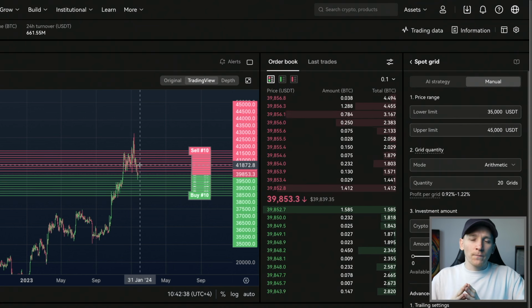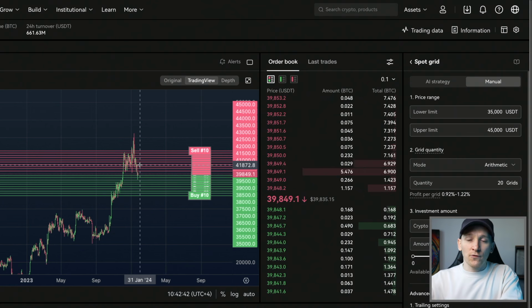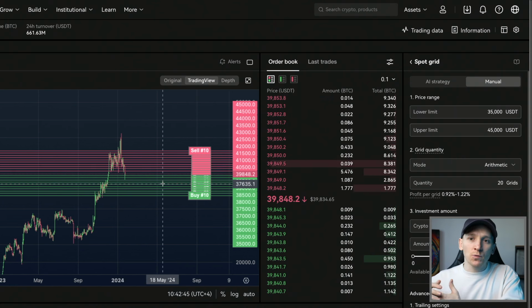If you're looking for just a set and forget kind of thing and you just want to put some money in and forget about it for a few years, you're going to have a much wider grid because you want to take advantage of that.